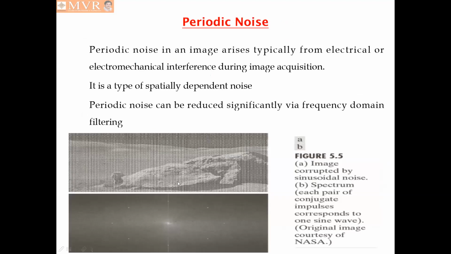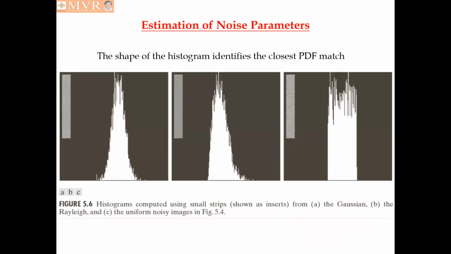Now observe this one. This is the first image, consisting of a periodic noise. The noise present on this image is called periodic noise. The second image is the spectrum of the first image. Periodic noise in an image arises typically from electrical and electromechanical interference during the image acquisition. It is a type of spatially dependent noise. Periodic noise can be reduced significantly via frequency domain filtering.